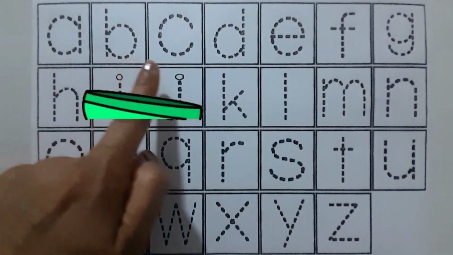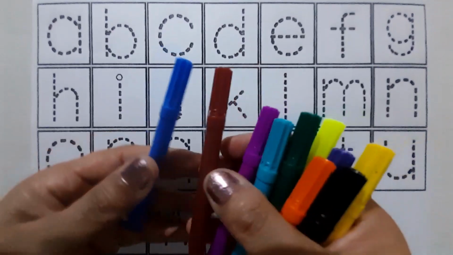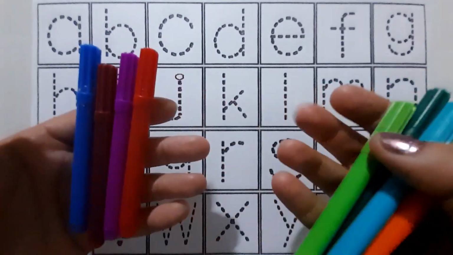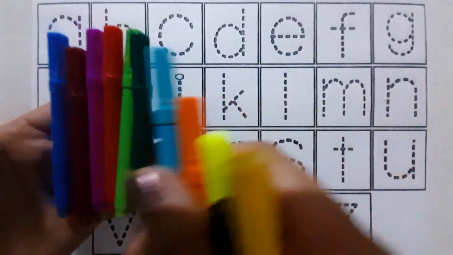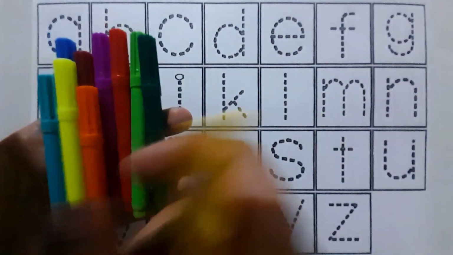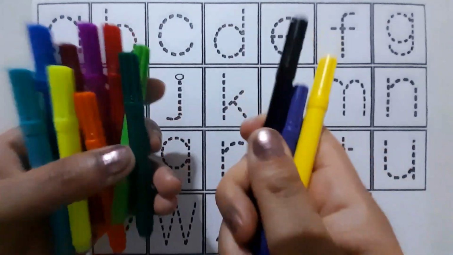ABCD, small ABCD. Let's find out about colors. Blue, brown, pink, red, green, dark green, sky blue, orange, parrot, black, purple, and last is yellow.